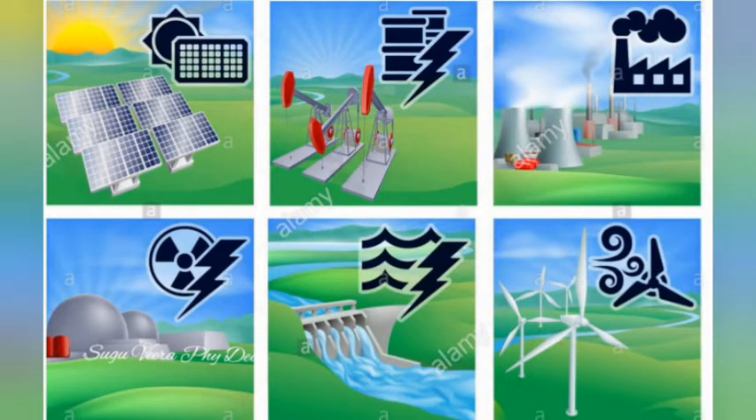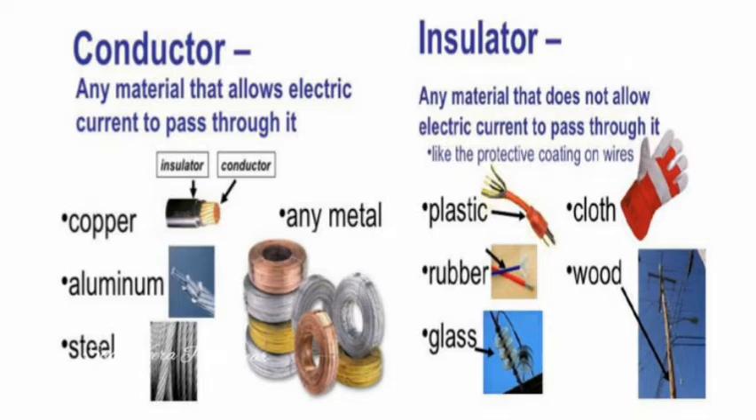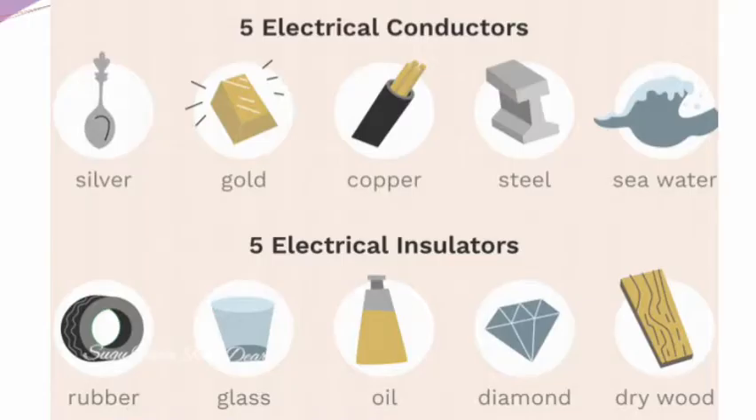This is a source of electricity. And what is a conductor? Any material that allows electric current to pass through it. Examples: copper, aluminum, steel. And what is an insulator? Any material that does not allow electric current to pass through it. Examples: plastic, rubber, glass, wood, cloth, oil, diamond, dry wood and so on.